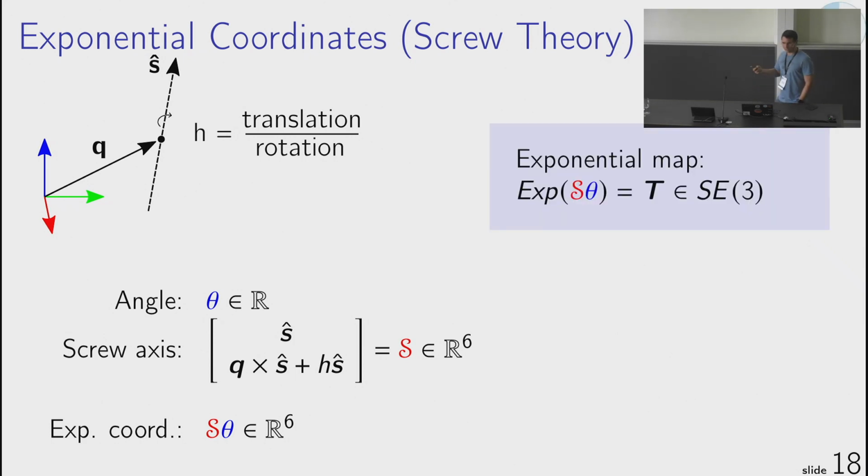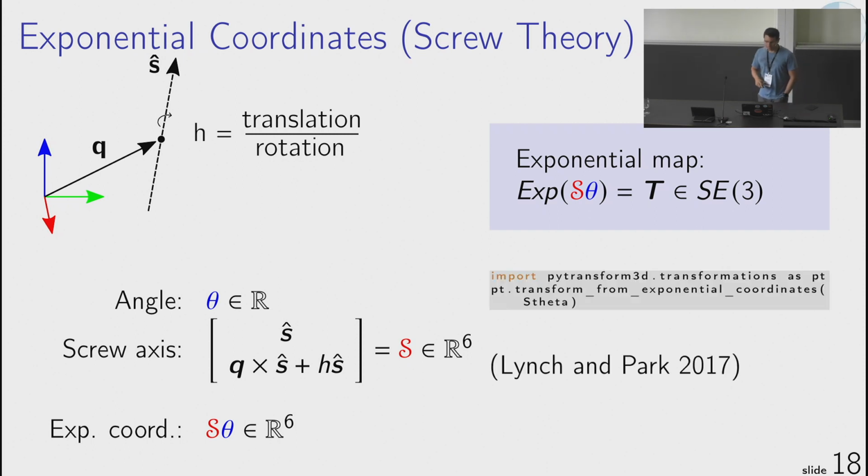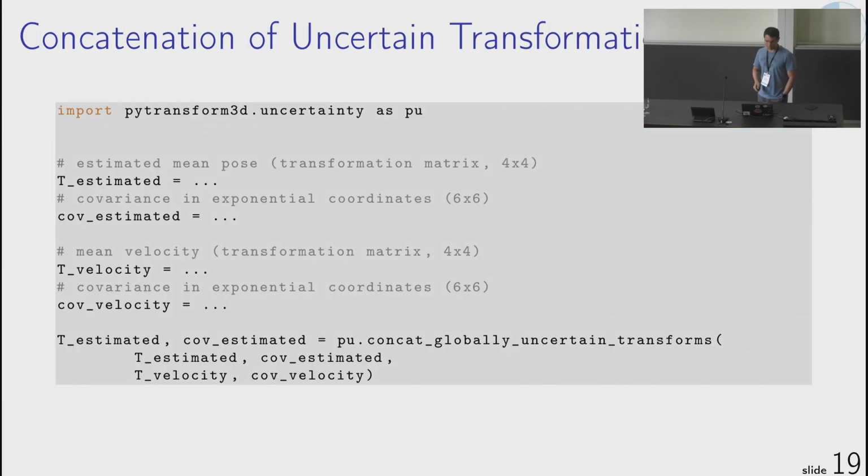You can map that 6-dimensional vector to a transformation matrix with a so-called exponential map. And you can also do that with PyTransform 3D easily with one function call, but that's not really so interesting for us at the moment. So we want to solve this uncertainty propagation problem.